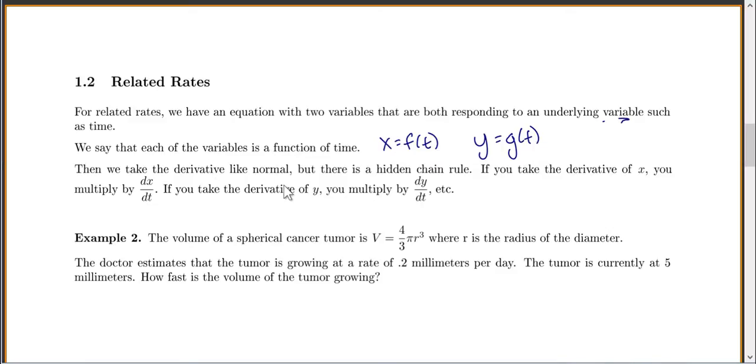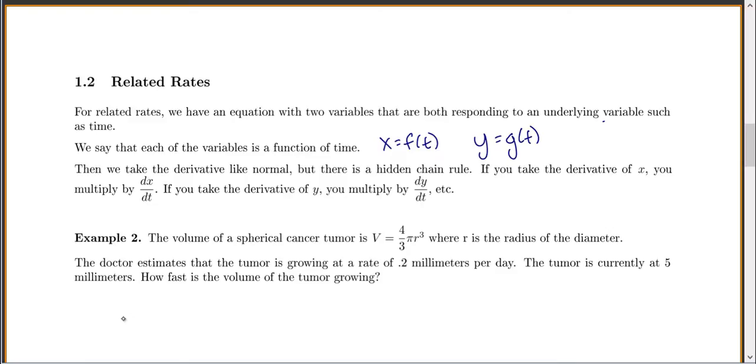So then we take the derivative like normal, but there's going to be a hidden chain rule. What this means is every time we take the derivative of x, because x is a function of t, we have to multiply by dx/dt, just like when we do implicit differentiation. And if we take the derivative of y, well, y is really a function of t, so we have to multiply by dy/dt, etc. So whatever variable you're doing, you multiply it by d of that variable over dt.